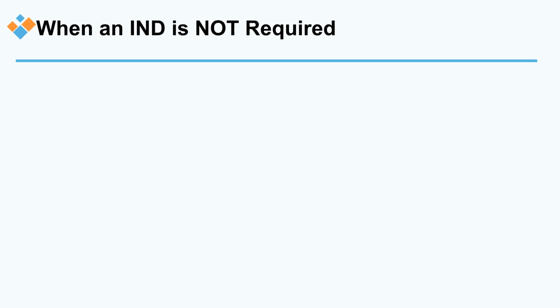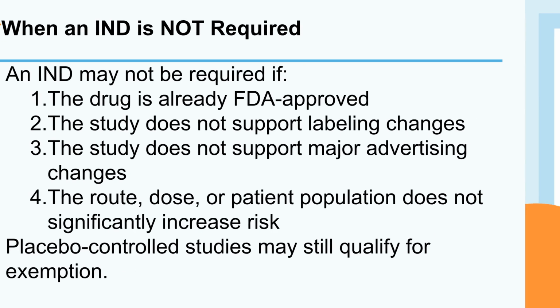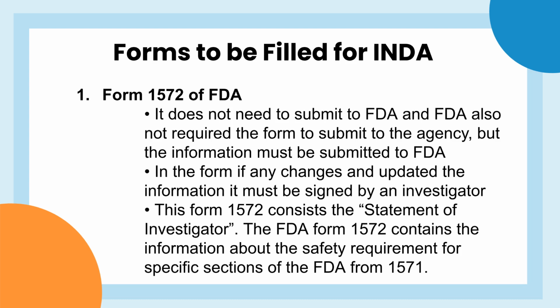This flowchart details the decision-making process for clinical investigators on whether an IND is required for a proposed study involving a marketed drug. So an IND may not be required if, first, the drug is already FDA approved, meaning the drug is already available in the market, and the purpose is for additional studies only of the same therapeutic use. Second, the study does not support labeling changes. Third, the study does not support major advertising changes. And lastly, the route, dose, or patient population does not significantly increase risk, meaning placebo-controlled studies may still qualify for exemption.